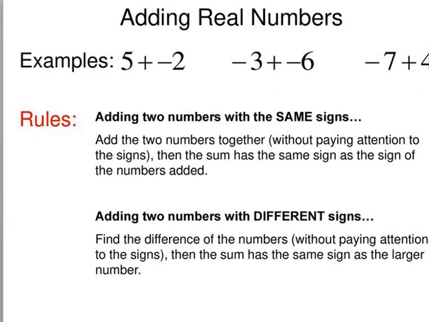If we add two numbers that have the same sign, easily we add them together, okay? We add, we get the answer, and then we add the sign of the two numbers to the sum, or to the answer, okay? For example, -3 plus -6 equals -9.